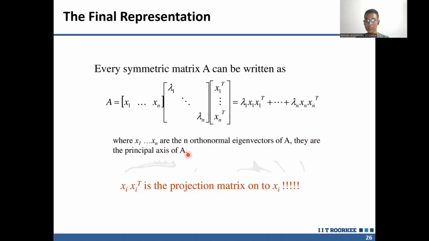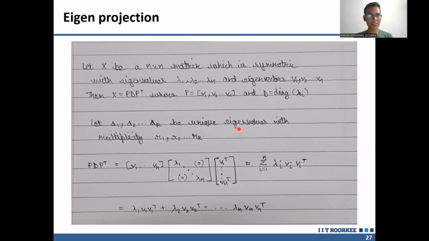They are the principal axis of A. What this means is that xi transpose is the projection matrix onto xi. Now, this is so mind blowing, as we are now able to express the matrix in the form of its projections along its eigenvector basis. We are able to scale the eigenvectors to achieve the original matrix that we are talking about. This is what spectral decomposition actually is. This is what it actually means.